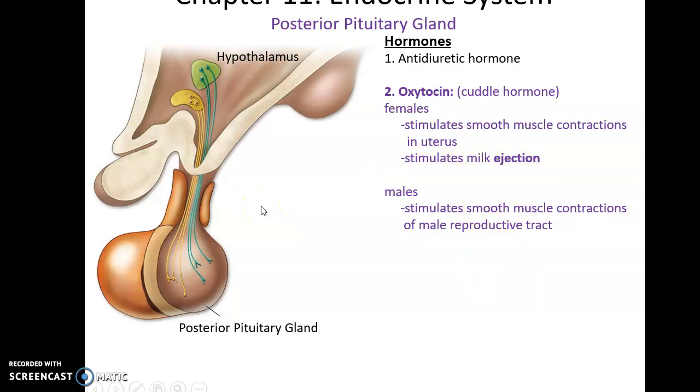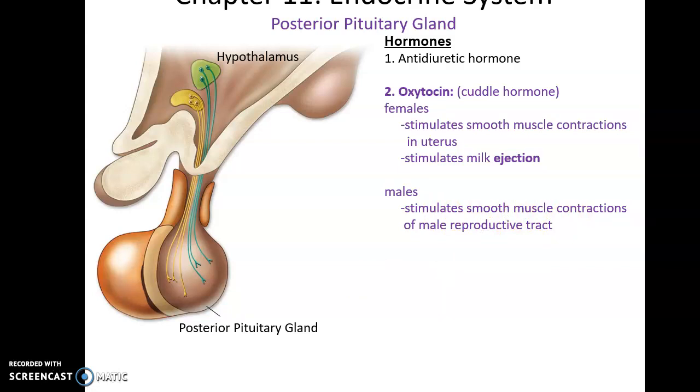So again, prolactin causes the production of milk. Oxytocin causes the ejection, the release of milk. And the main signal for that is, of course, the infant suckling. Males also produce oxytocin, and it stimulates smooth muscle contractions in the male reproductive tract.